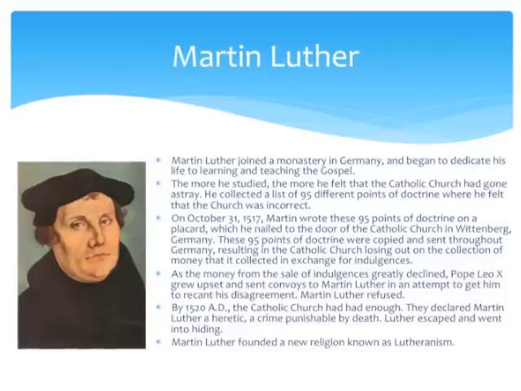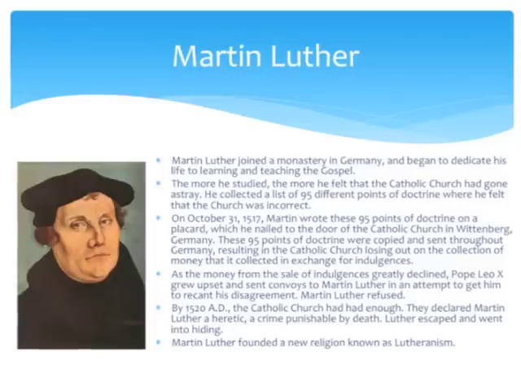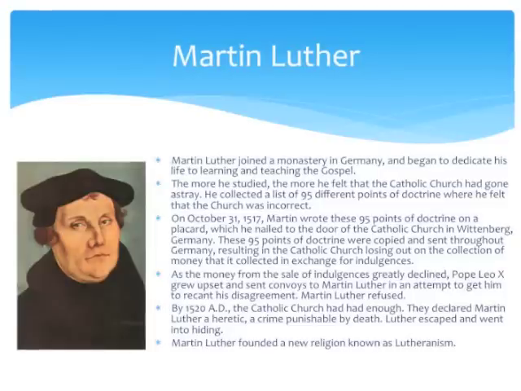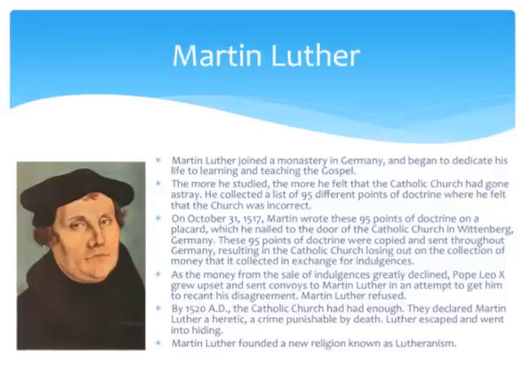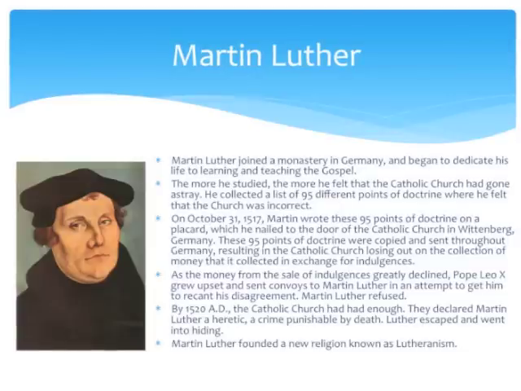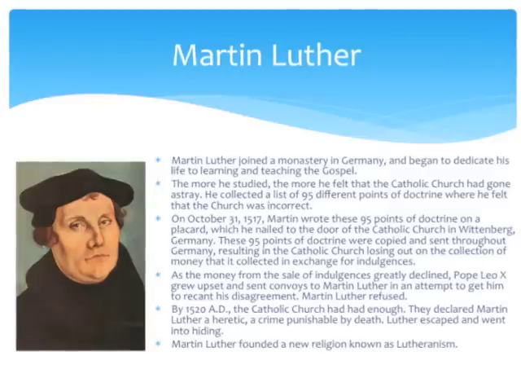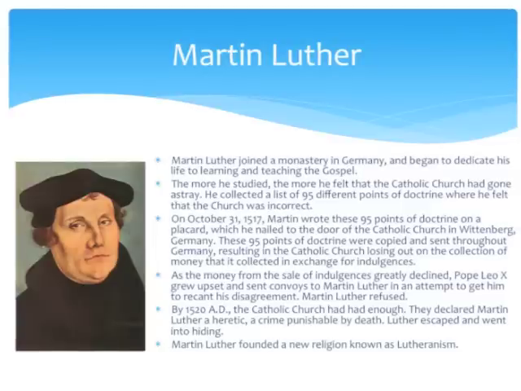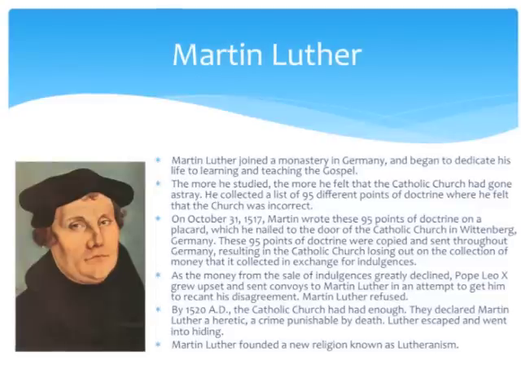And the more he studied, the more he felt that the Catholic Church had ventured far away from what the gospel preached, and he collected a list of 95 different points of doctrine where he felt the church was incorrect. On October 31st, 1517, Martin wrote these 95 points on a placard and nailed it to the door of the Catholic Church in Wittenberg, Germany. The 95 points were also copied and sent throughout Germany. And this resulted in the Catholic Church losing out on the collection of a lot of money that should have been collected in exchange for indulgences.